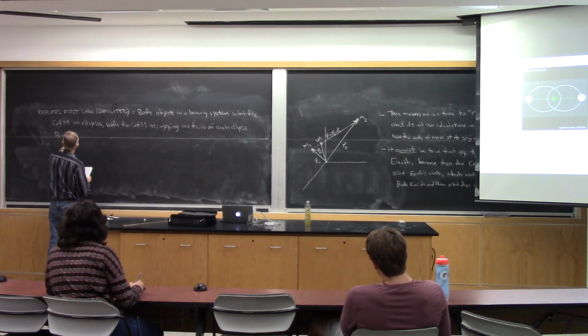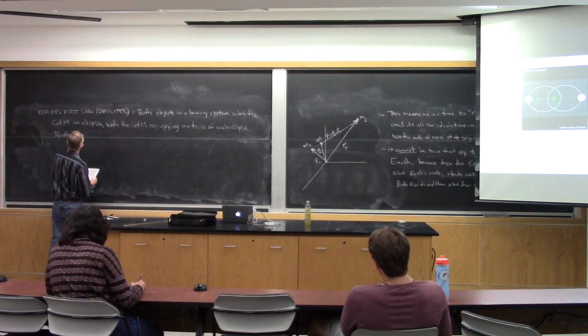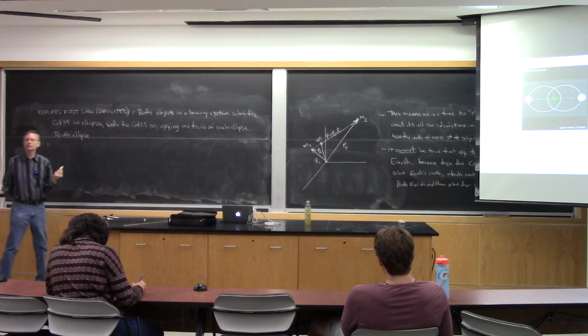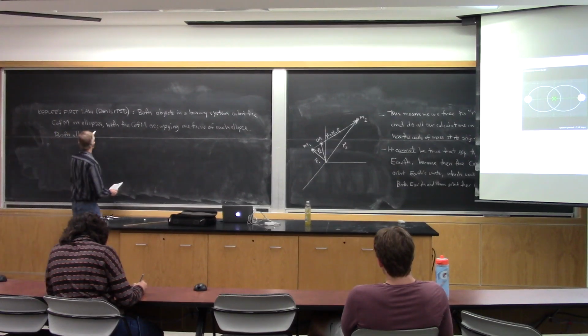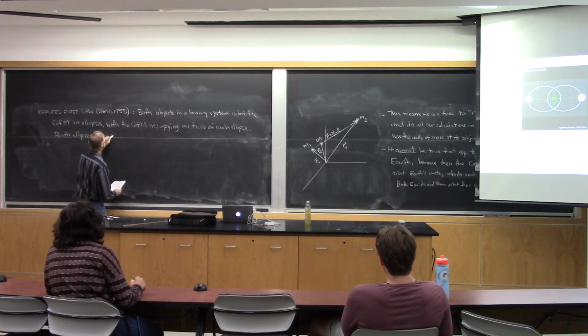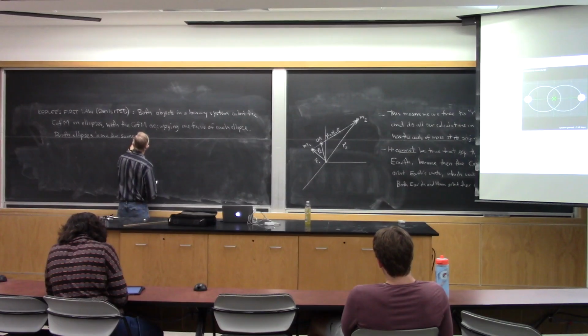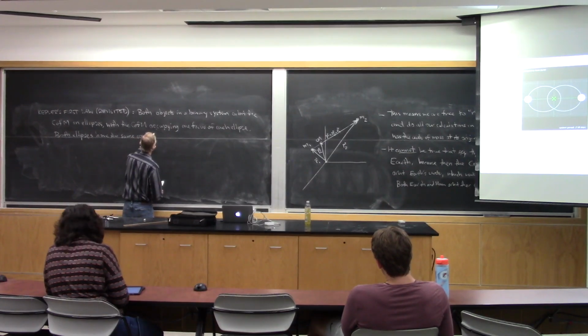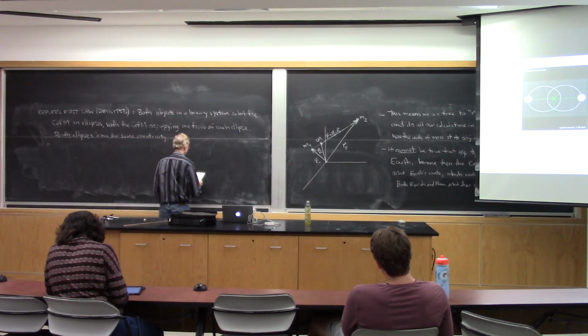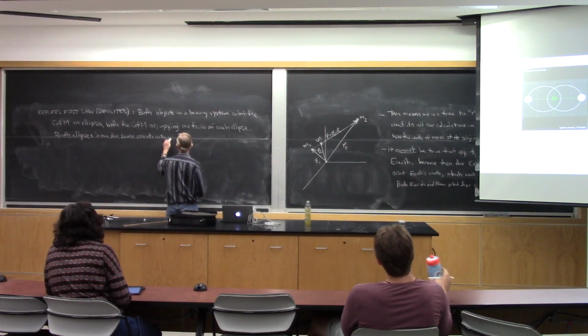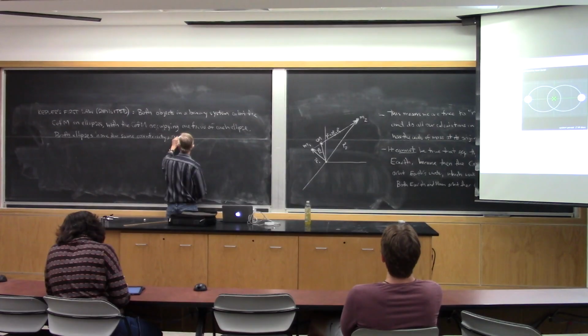And furthermore, both ellipses have the same eccentricity. They both have the same shape, not necessarily the same size. They both have the same eccentricity, and their semi-major axes lie along the same line.